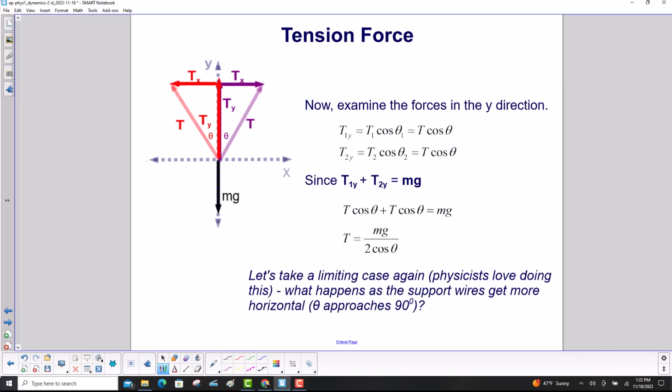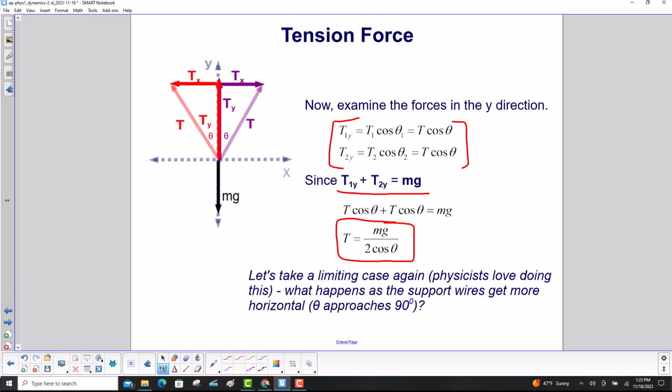Now examine the forces in the y direction. Once again, theta will be the same. So T1y is T cosine theta, and T2y is T cosine theta. Substitute that into this equation, and we have T cosine theta plus T cosine theta equals mg. Do a little bit of algebra, and the tension is equal to mg over 2 cosine theta. That's the tension in each wire, or rope.